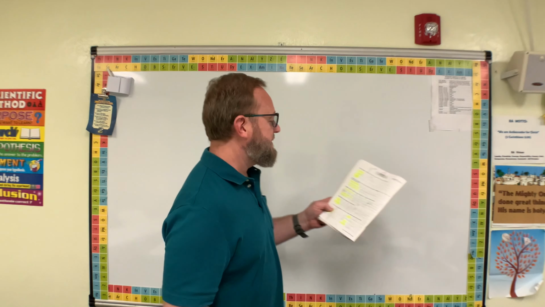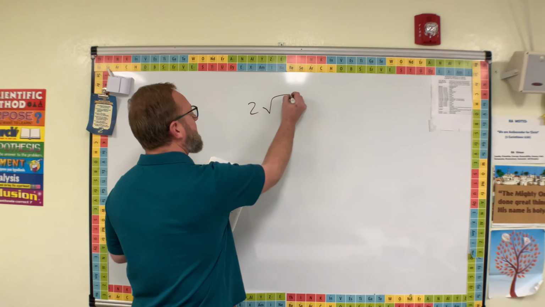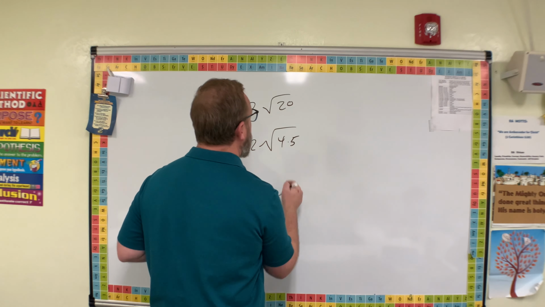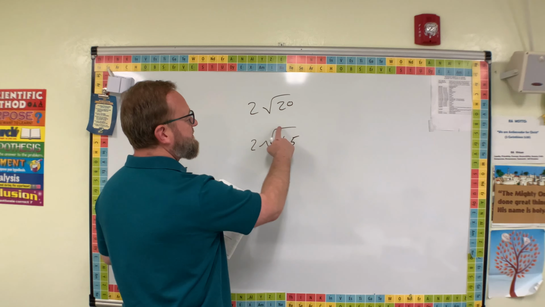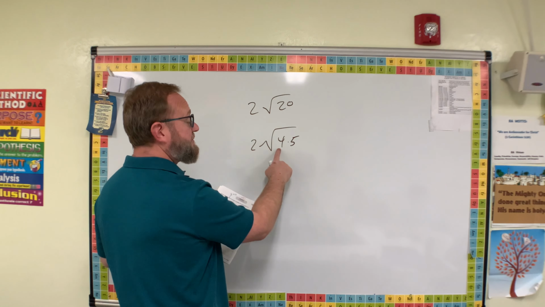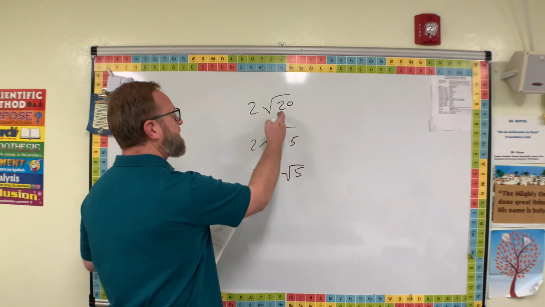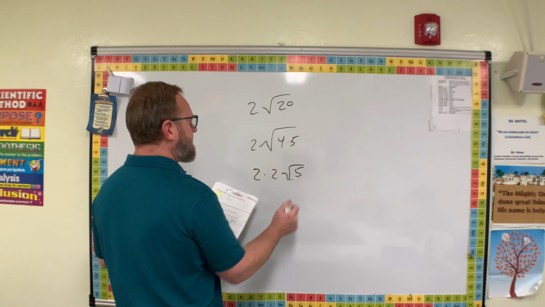So that first step is going to turn this into 2 times the square root of 4 times 5. I can deal with these individually as square root of 4, square root of 5. So square root of 4 is 2, so it's 2 times 2 square root of 5. Simplifies to this.